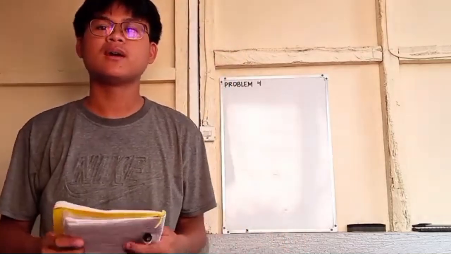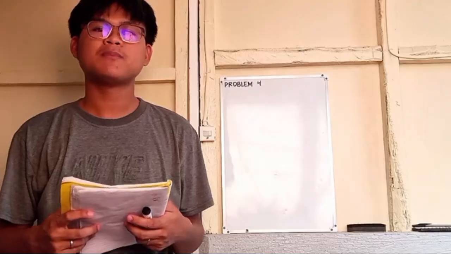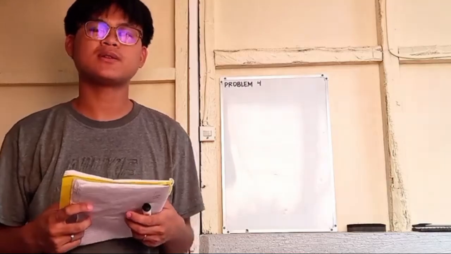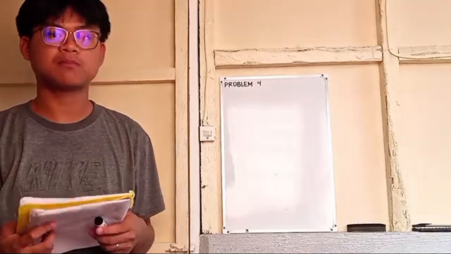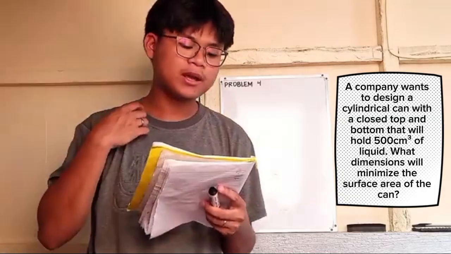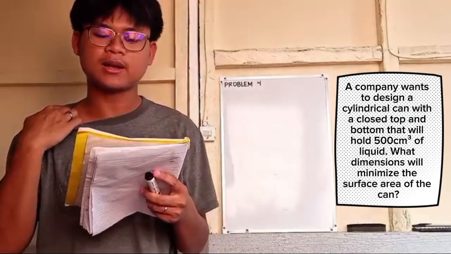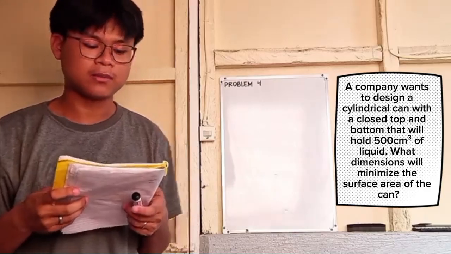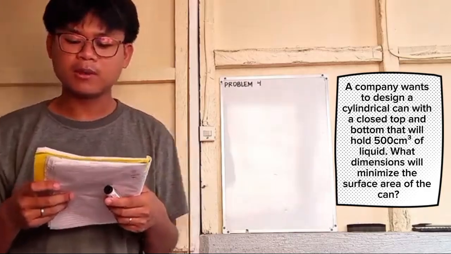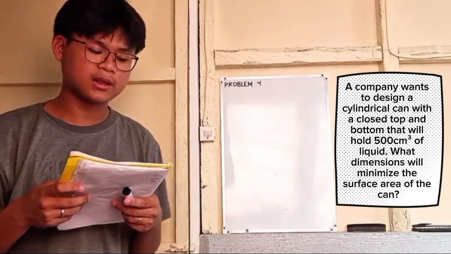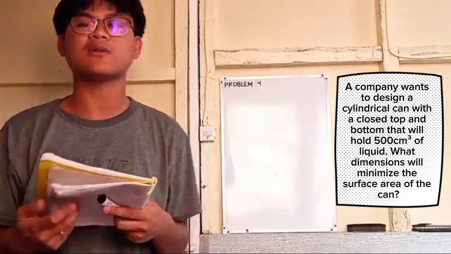So good day. In this video, I will tackle the 50 problems that relate to maximum and minimum related rates. So problem 1. A company wants to design a cylindrical can with a closed top and bottom that will hold 500 cm³ of liquid. What dimensions, the radius and height, will minimize the surface area of the can?